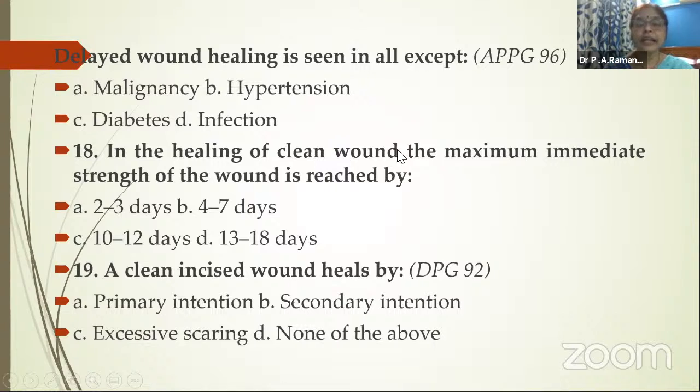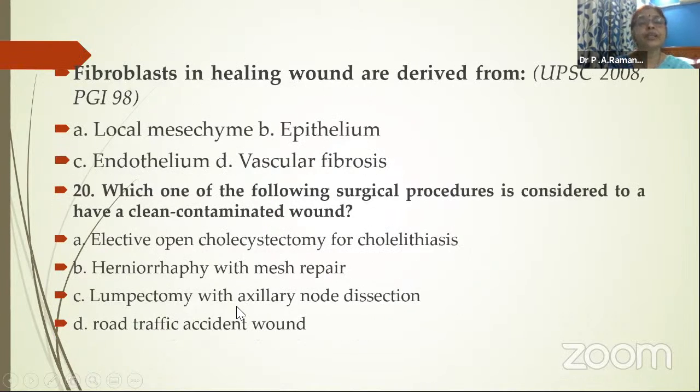In the healing of a clean wound, the maximum tensile strength of the wound is reached by 13 to 18 days. You can keep this, right? Normally, you don't get this much. It will take minimum 3 months, 3 to 6 months. A clean incised wound heals by primary intention, right?